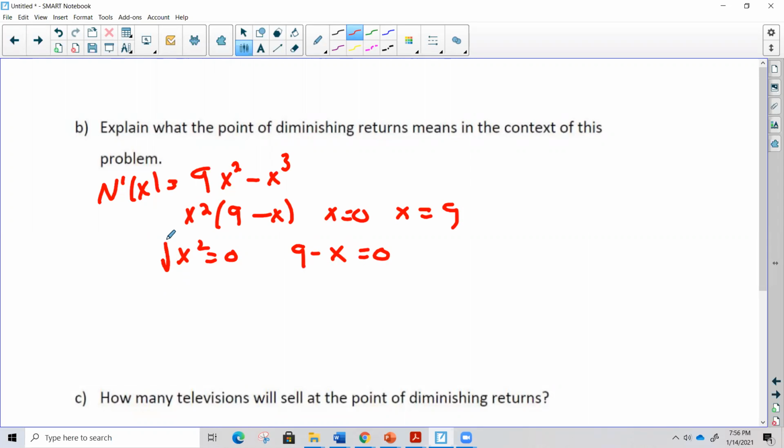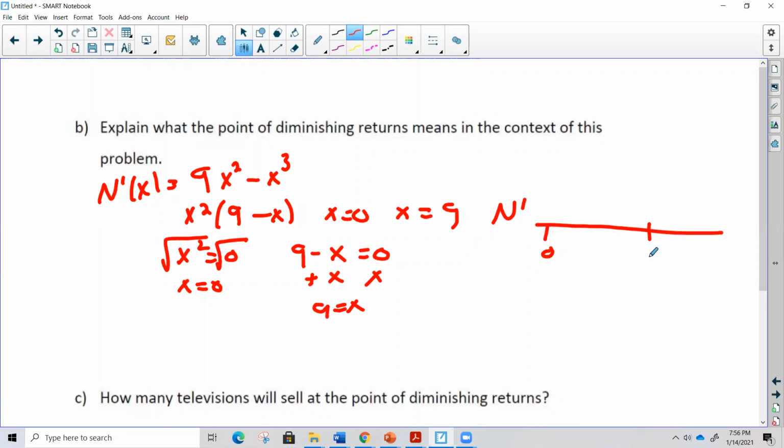If I solve this one, I take the square root of both sides and x would be 0. And for this one I would add x, and x would be 9. If I check my sign chart, all I care about is between 0 and 9, because that's the interval they gave me. So I'm going to plug 1 into my first derivative. I would get 1 squared times 9 minus 1. It doesn't matter if you plug it in here or here. So I get 1 times 8, which is a positive 8, and so n is increasing.